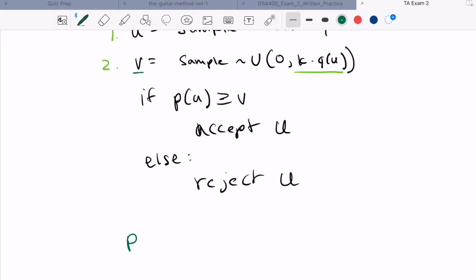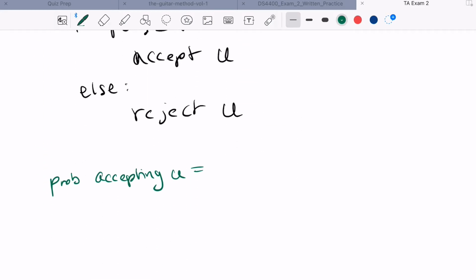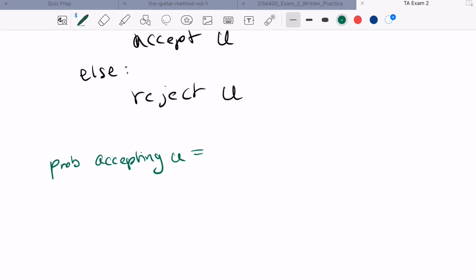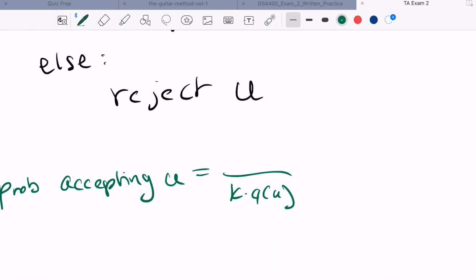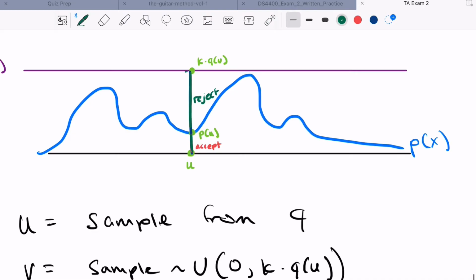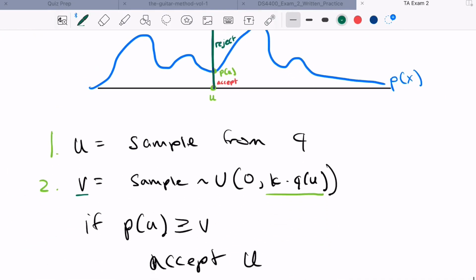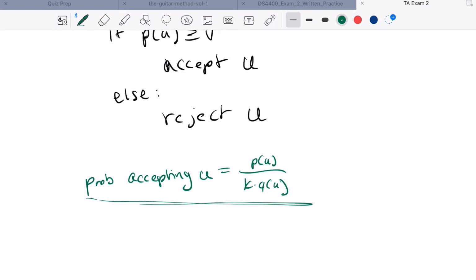So we say the probability of accepting U is equal to the size of the space, which is 0 to k times q of U, which is simply k times q of U, over this height, the acceptance height, which is p of U. And since we're uniformly choosing a value along this y-axis, every y value has the same probability. So we get this equation.